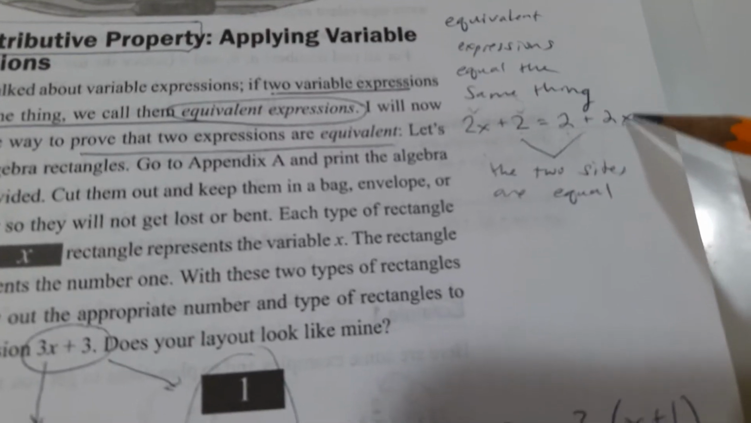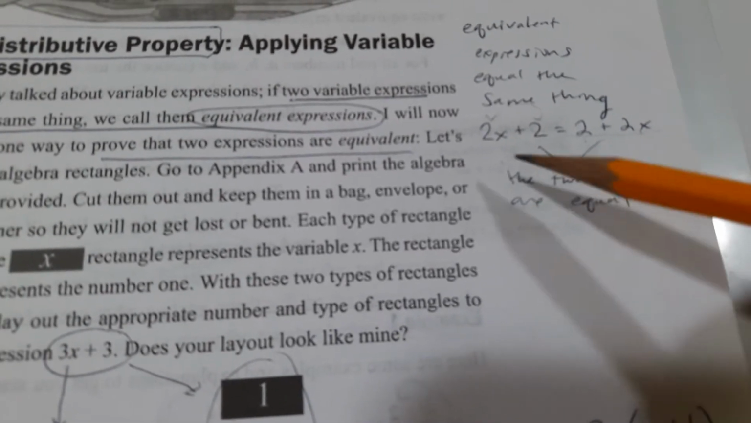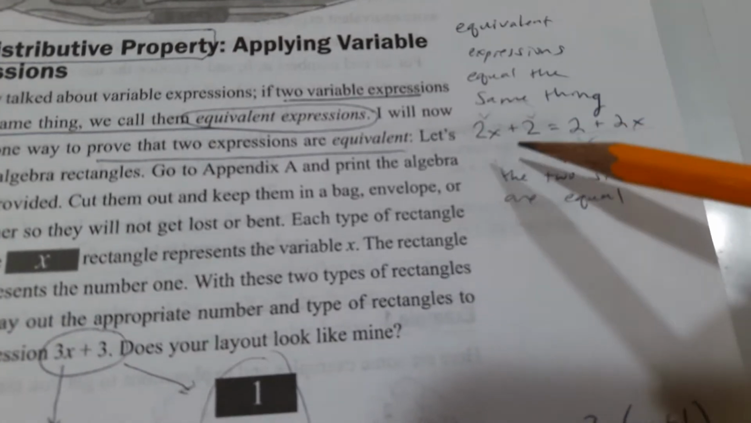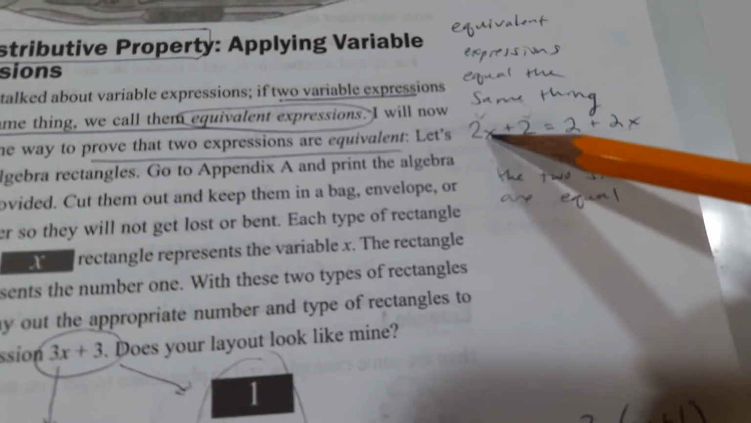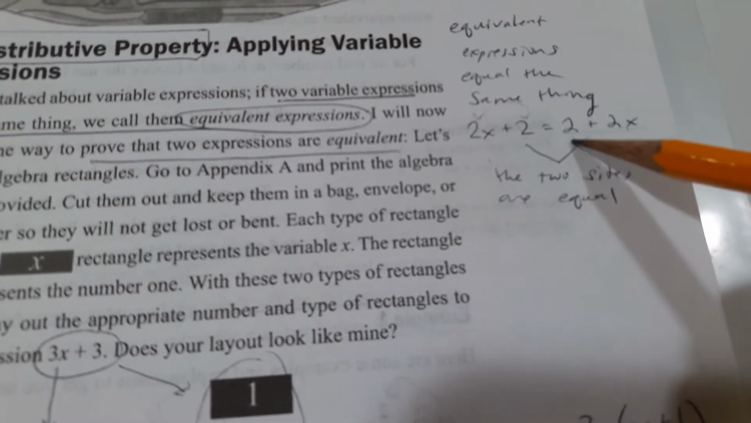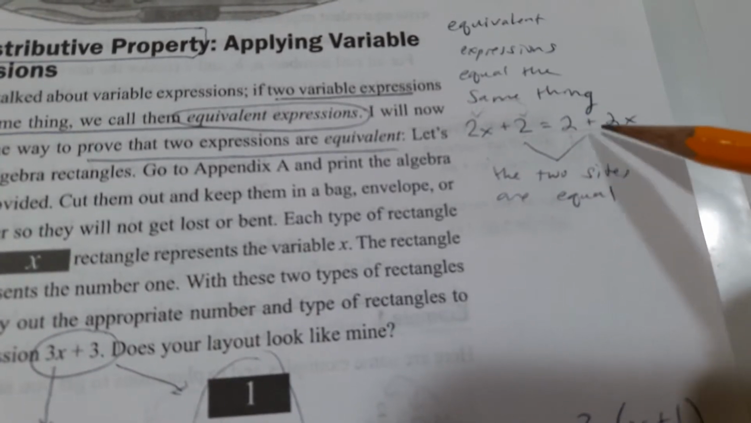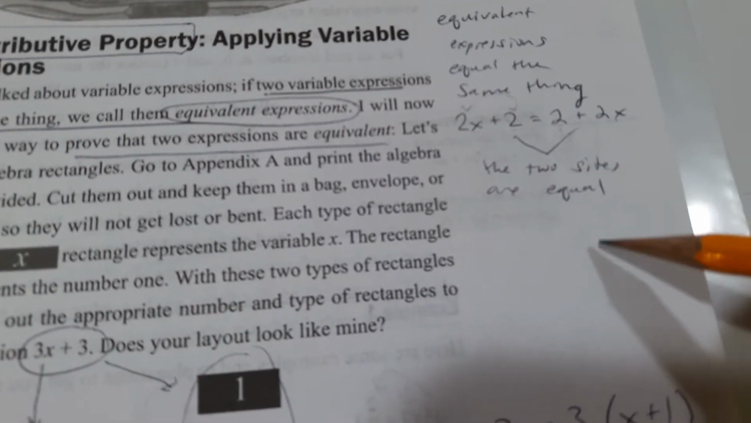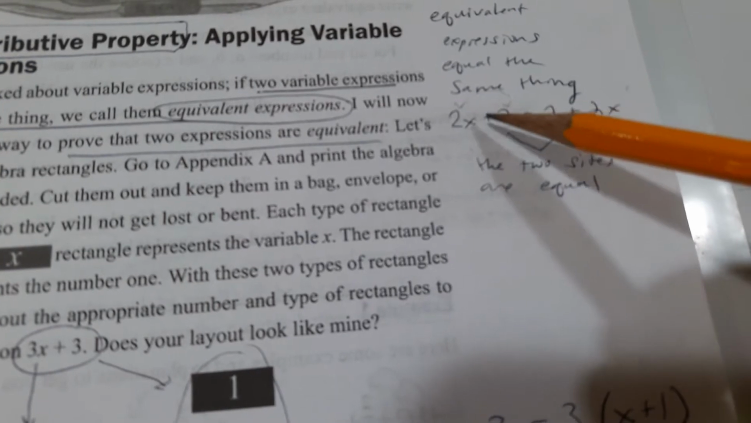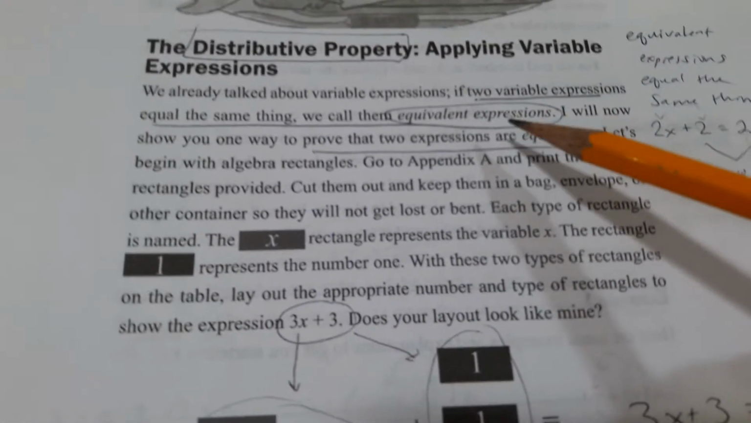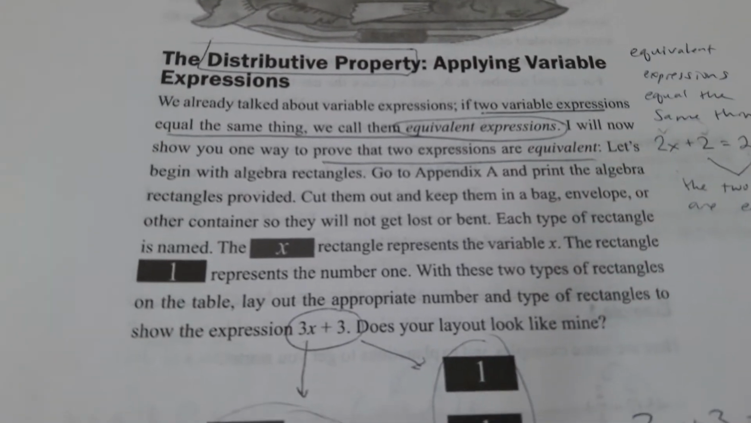Whatever you plug in for x, you'll get the same answer on each side. For example, if x is 1, 2 times 1 is 2, plus 2 is 4. Over here, 2 plus 2 times 1, 2 plus 2 is 4. So it's the same on each side, no matter what we plug in for x. When they're equal on both sides, they're called equivalent expressions.